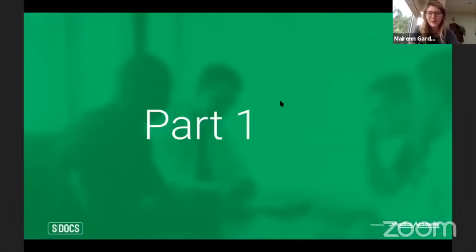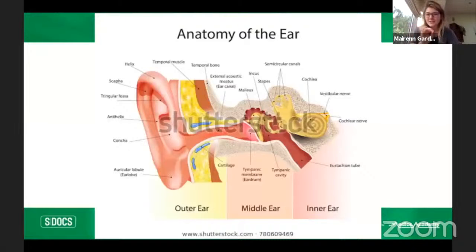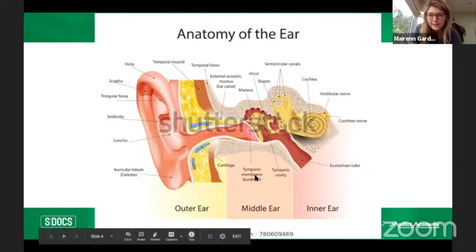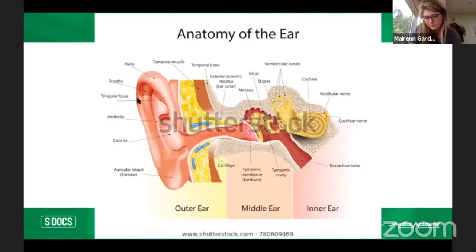So part 1. This is just a brief anatomy of the ear. We're not going to go into too much detail about it today. But you've got the outer ear and the middle ear. The middle ear consists of the middle ear bones, so you've got the malleus, incus and stapes, and that's important slightly later on. If you've got a problem with the outer ear or the middle ear, it will cause a conductive hearing loss.